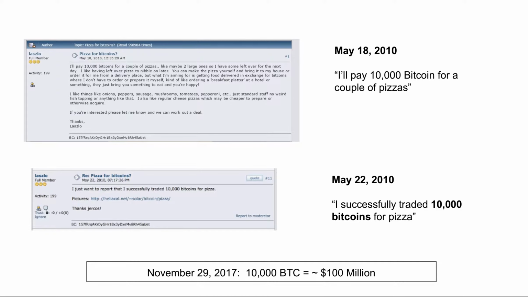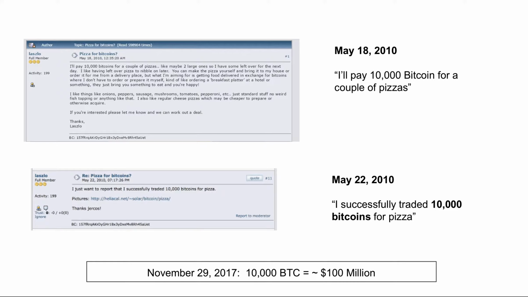And here is a pretty interesting story. So early on, in 2010, Bitcoin had just gotten started. Most of the people involved were engineers, techies, people who were really interested in new cryptographic payment methods. There was a person called Laszlo. He offered 10,000 Bitcoin for a couple of pizzas, and his post went unattended for 4 days. And so 4 days later, somebody else responded and said, "Sure, I will buy your pizza."